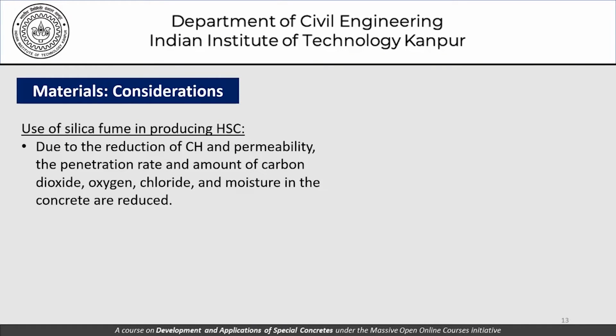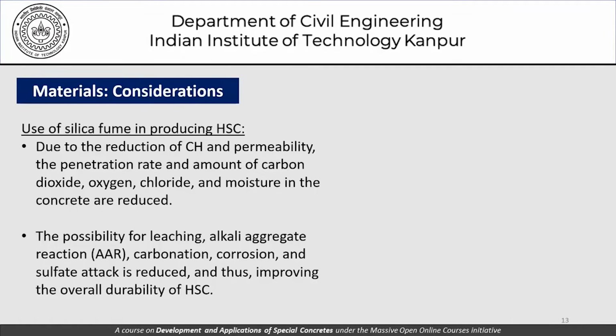Continuing with our discussion on silica fumes, due to the reduction in calcium hydroxide and the permeability, the penetration rate and the amount of carbon dioxide, oxygen, chlorides and moisture in concrete are reduced. Obviously, as the pore structure becomes denser, it reduces the permeability and therefore the penetration rate of any material, whether deleterious or not, which could be carbon dioxide or chlorides or oxygen, as far as high strength concrete is concerned. The possibility of leaching, alkali aggregate reaction, carbonation, corrosion and sulfuric attack is reduced, thus improving the overall durability of high strength concrete.